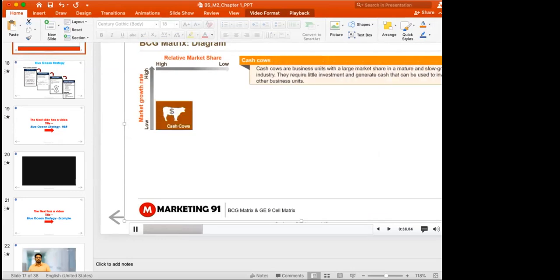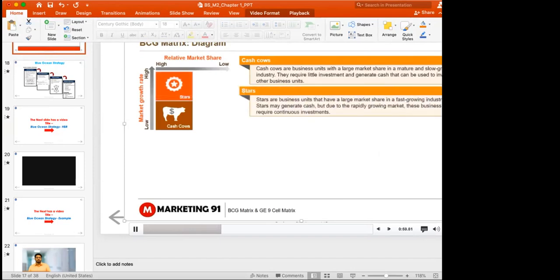Cash cows. They are business units with a large market share in a mature and slow-growing industry. Cash cows require little investment and generate cash that can be used to invest in other business units. Stars. They are business units that have a large market share in a fast-growing industry. Stars may generate cash, but due to the rapidly growing market, these business units require continuous investments.